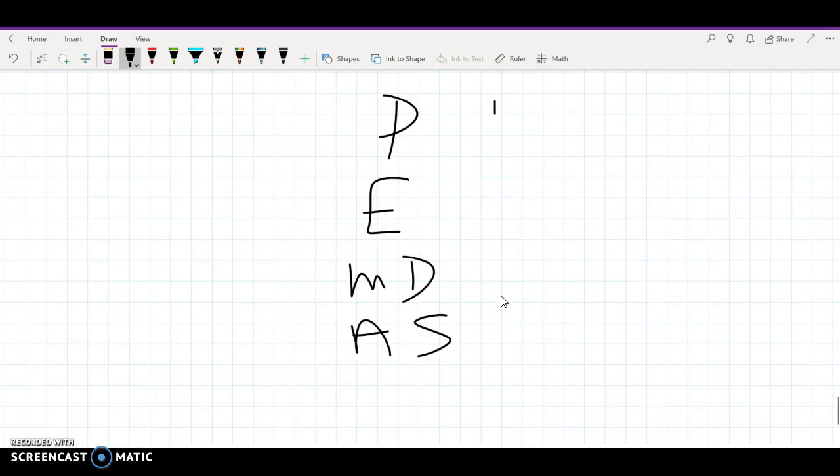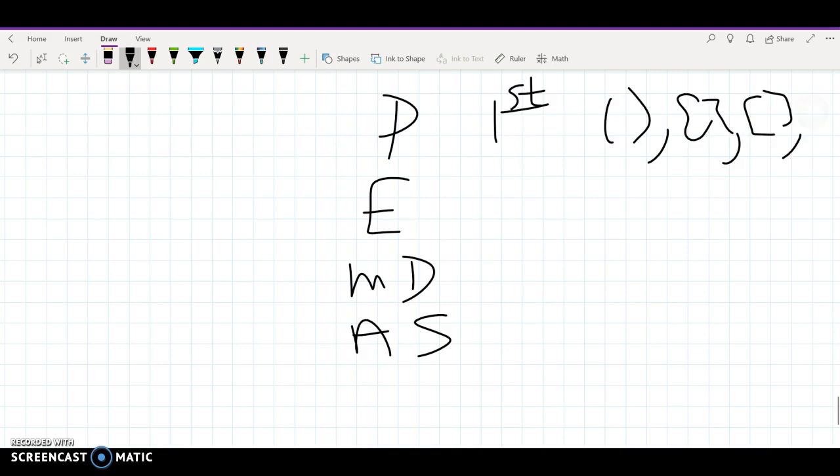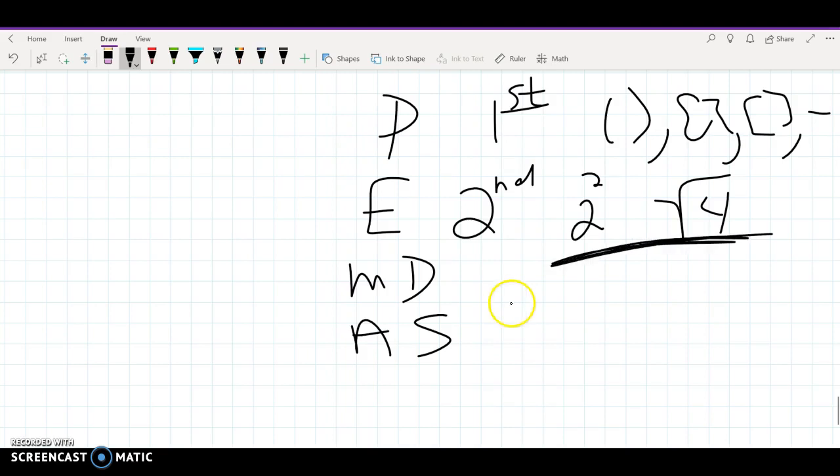So we know parentheses is first. And remember, parentheses includes any grouping symbol: parentheses, squiggly brackets, square brackets. Remember, even a fraction bar will group the top and bottom separately. Exponents come second, and exponents also include your radicals. If you have 2 squared, that would come second, or a radical 4. You consider the exponents and the radicals at the same level.